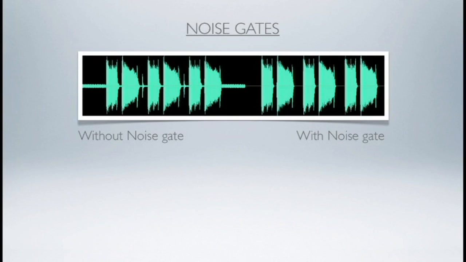Do you hear all that noise in between the strumming of the guitar? Now let's hear that with a noise gate.